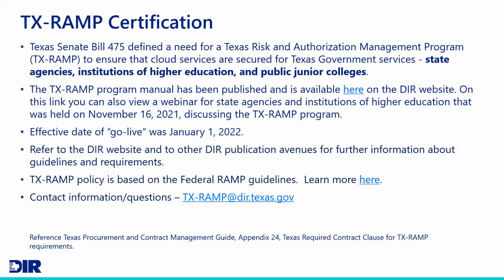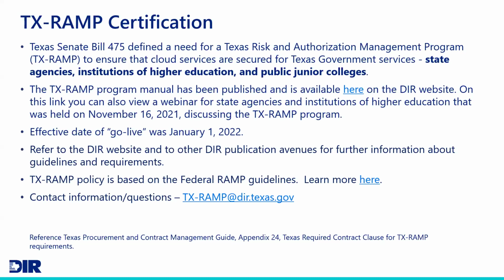Remember, TexRAMP is now also in place, and two sessions ago, Texas Senate Bill 475 defined a need for a Texas Risk and Authorization Management Program, or TexRAMP. This ensures that cloud services are secure for Texas government services. This includes state agencies, institutions of higher ed, and public junior colleges. So what this bill basically said is if you're one of these entities and you are utilizing cloud services, you are required to use TexRAMP certified cloud services.